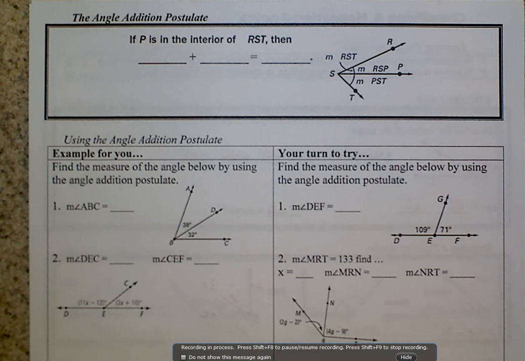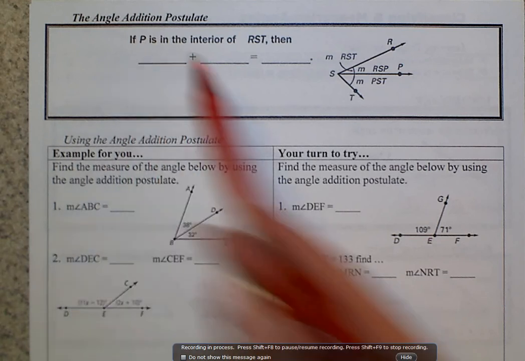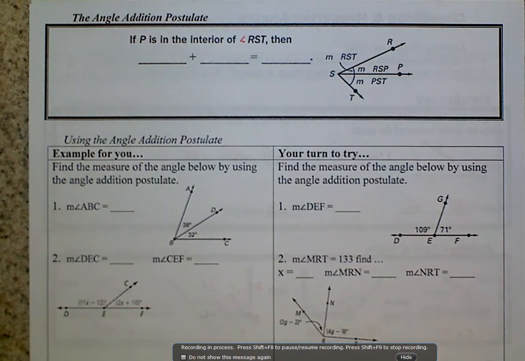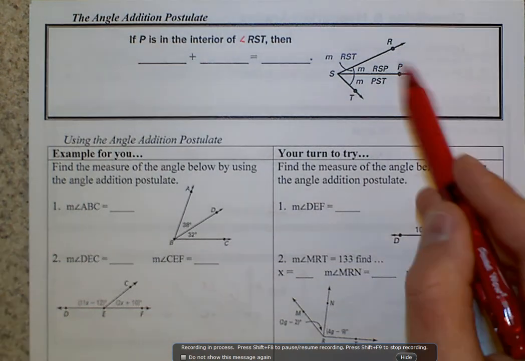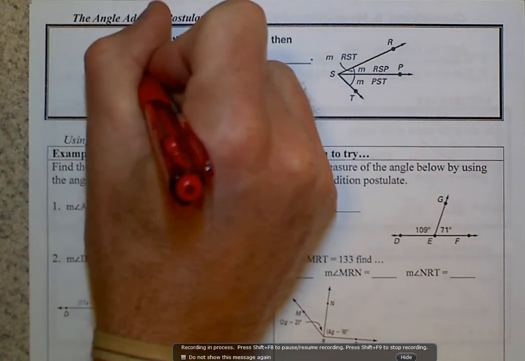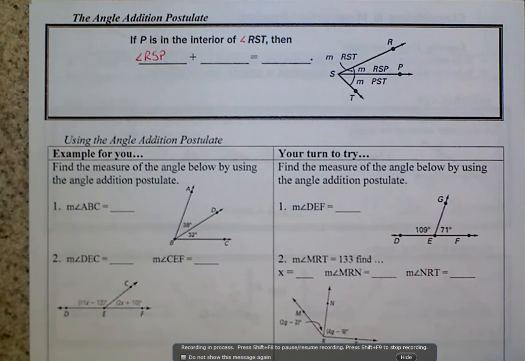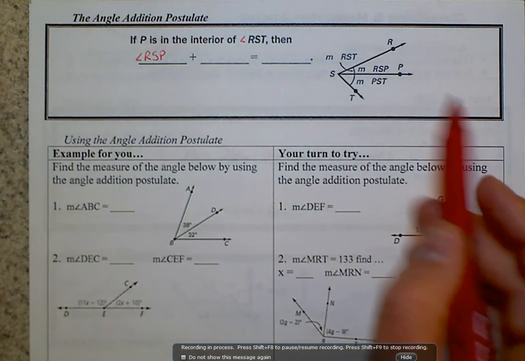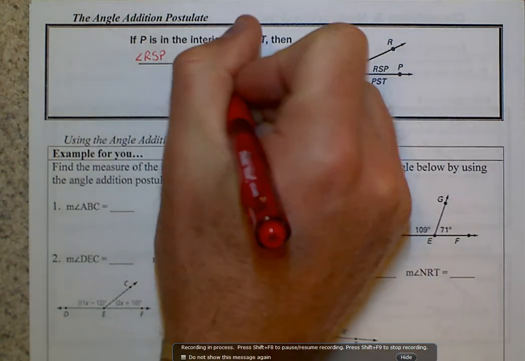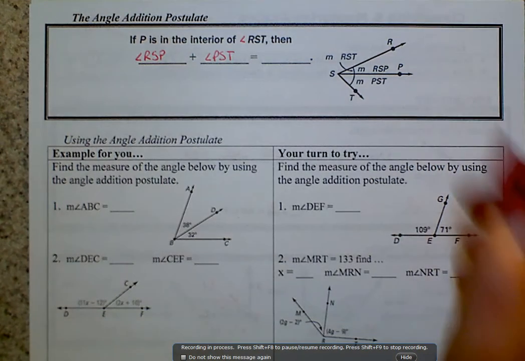Okay? So right here, it says if P is in the interior of angle RST, then we know this: angle RSP, plus, what's its adjacent angle? And you can name it a couple different ways. I'll go angle PST, that equals the entire angle, RST.